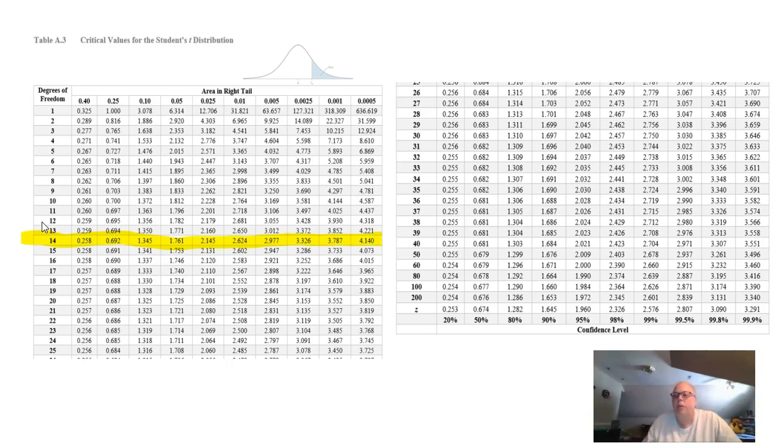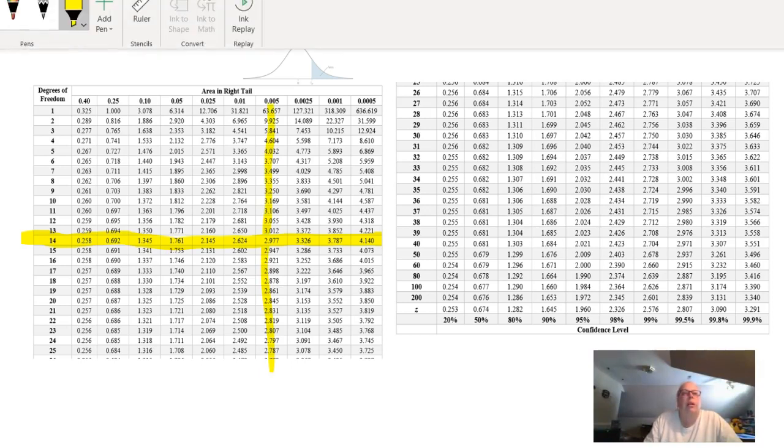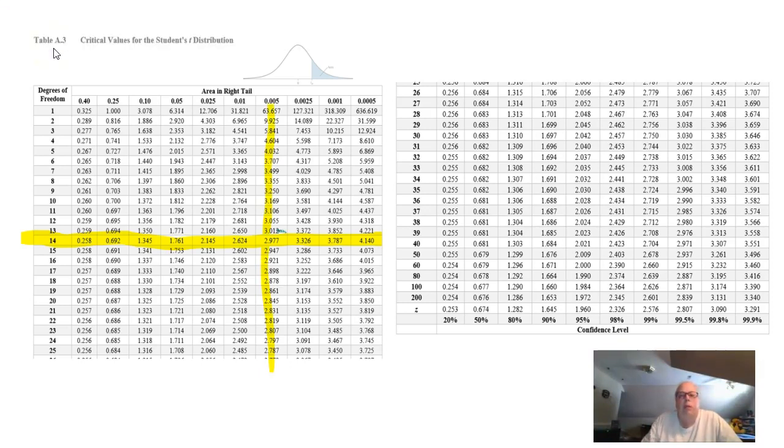99%, 1, 2, 3. This is the fourth one from the right. That's this one right here. That means our T value that we're looking for is 2.977. Okay.